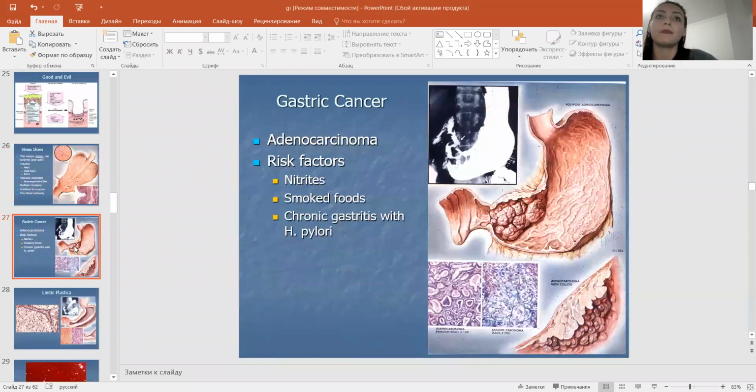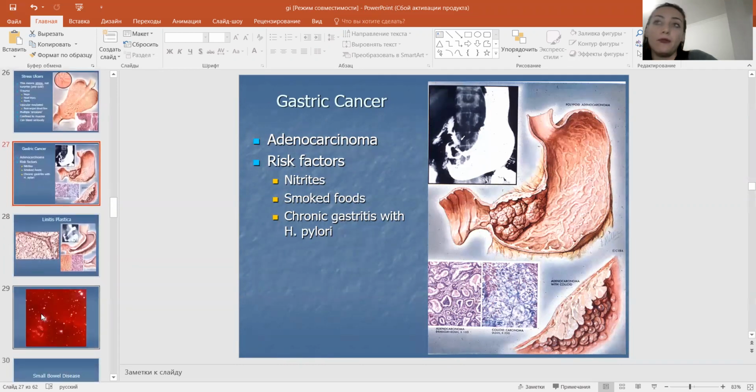Next, gastric cancer. Gastric cancer may be adenocarcinoma, and risk factors are gastritis, smoked foods, chronic gastritis with Helicobacter pylori. This is adenocarcinoma and colloid carcinoma. Adenocarcinoma with colloid or mixed carcinoma. You can see exophytic types of cancer, and polypoid type of cancer.